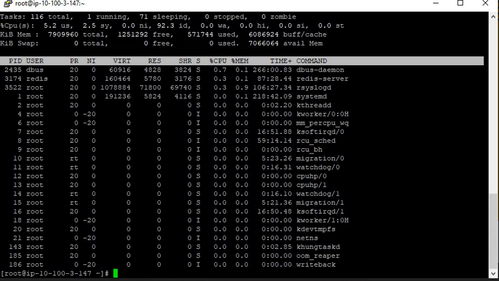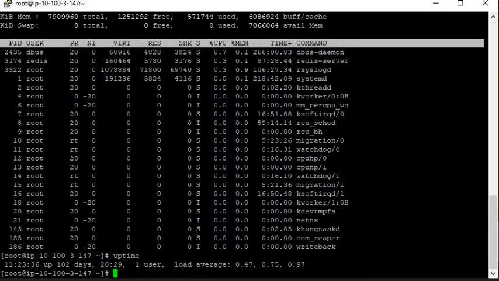Load average you can check with the command uptime. It is showing three numbers, that is 0.47, 0.75, 0.97. First is the 1 minute average, second is the 5 minute average, and third is the 15 minute average.